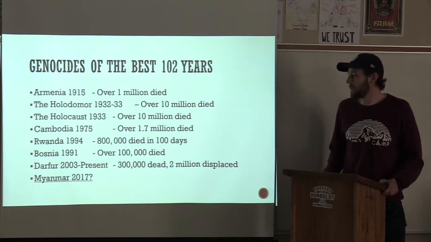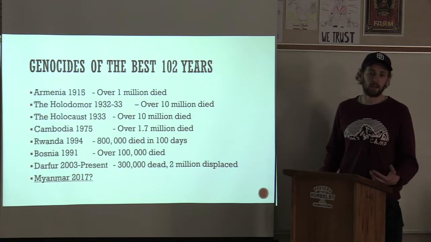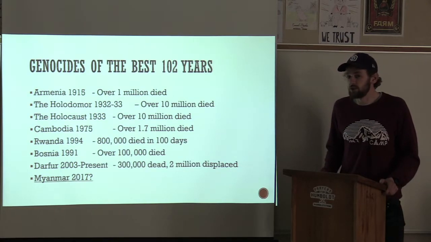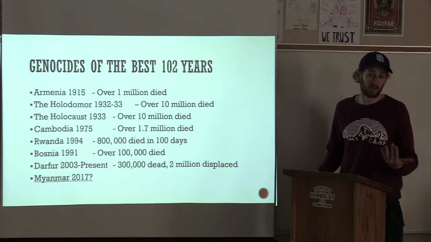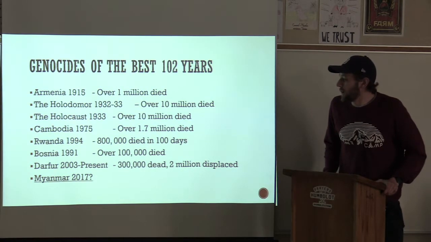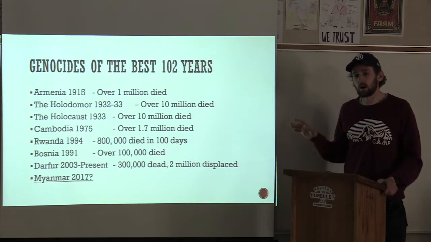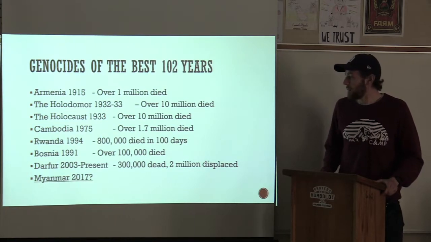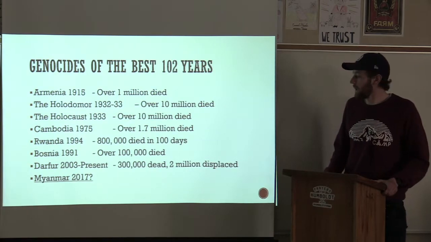Cambodia in 1975, over 1.7 million people were killed. In Cambodia, it was Pol Pot and his agrarian, or traditional farming-style, communist government that systematically eliminated their educated people. So anyone with a high school diploma or a university degree, or that could read or even wear glasses in some cases, was eliminated from Cambodian society. We have Rwanda in 1994, in which 800,000 people died in 100 days, and we will cover Rwanda in a different set of notes in a different video series coming up in a little bit. Bosnia in 1991, in which 100,000 people were killed.